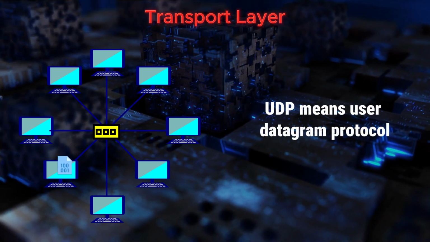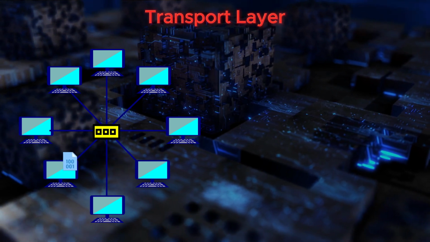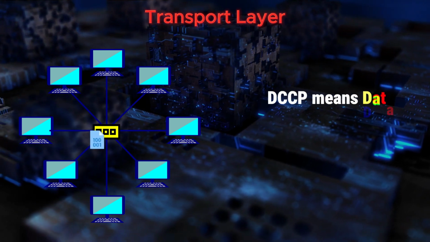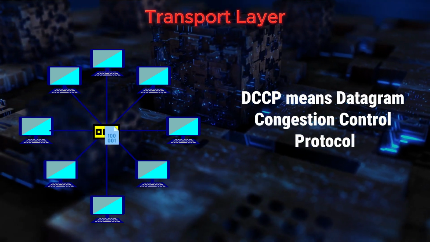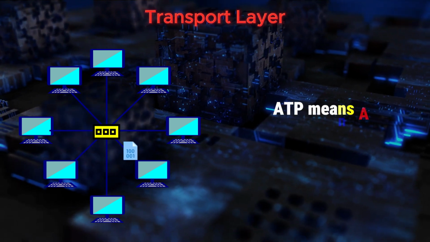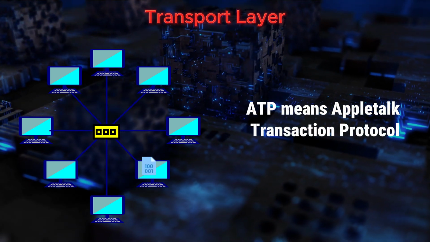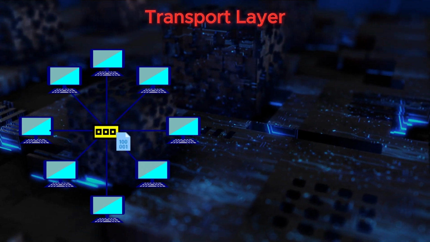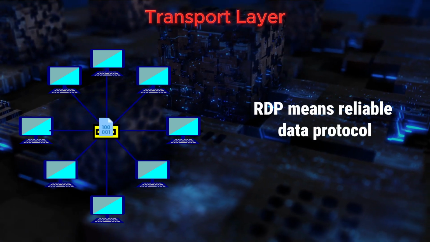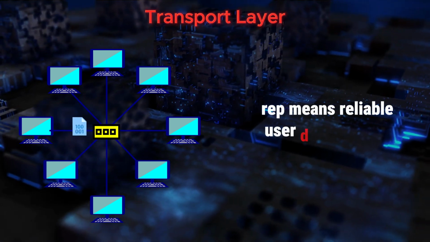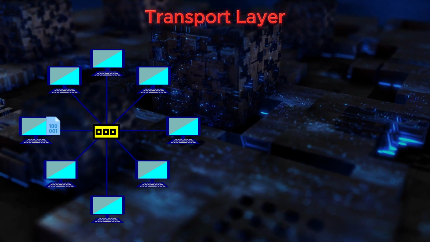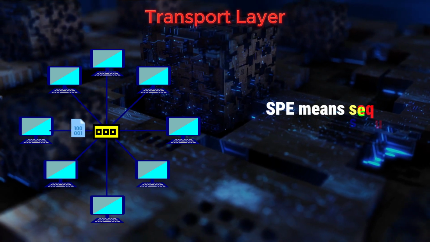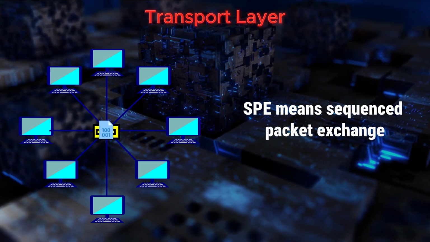Transport layer protocols: TCP means Transmission Control Protocol. UDP means User Datagram Protocol. SCTP means Stream Control Transmission Protocol. DCCP means Datagram Congestion Control Protocol. ATP means AppleTalk Transaction Protocol. FCP means Fibre Channel Protocol. RDP means Reliable Data Protocol. RUDP means Reliable User Datagram Protocol. SST means Structured Stream Transport. SPX means Sequenced Packet Exchange.